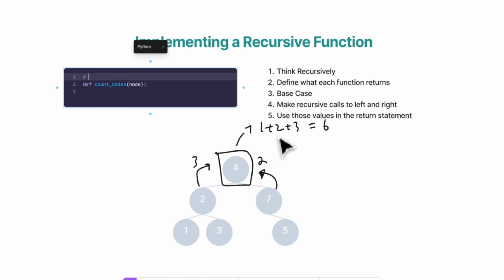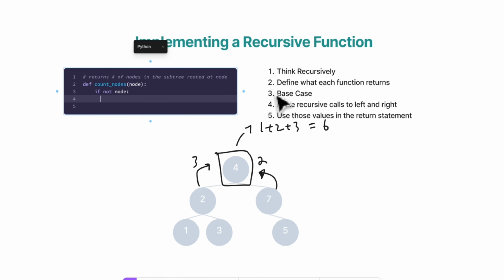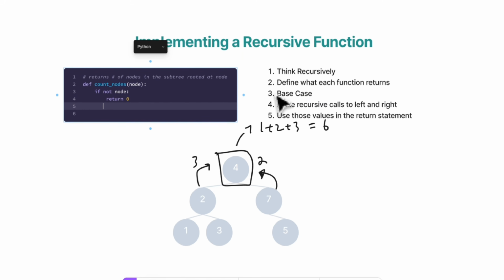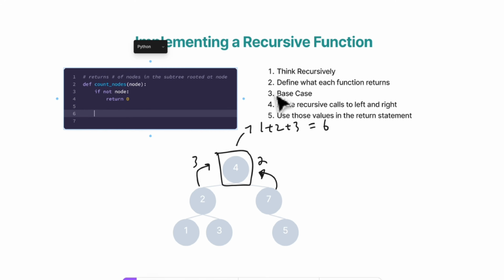Each function call is going to return the number of nodes in the subtree rooted at the given node. So it returns the number of nodes in the subtree rooted at node. And having this clear definition of what each function call is going to return is important because it allows us to specify the base case correctly, which is step 3. So our base case: if each call returns the number of nodes in the subtree rooted at node, if node is empty, so if not node, then we want to return 0 because there are no nodes in an empty subtree.